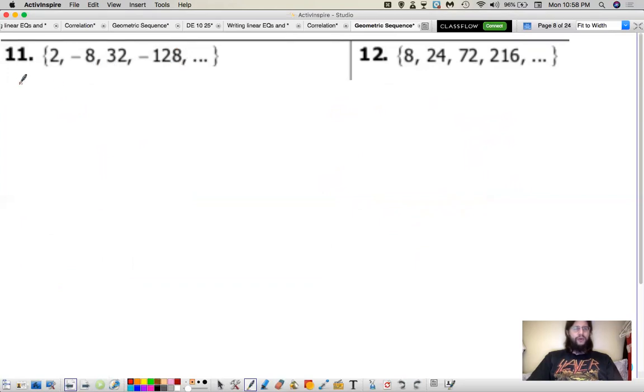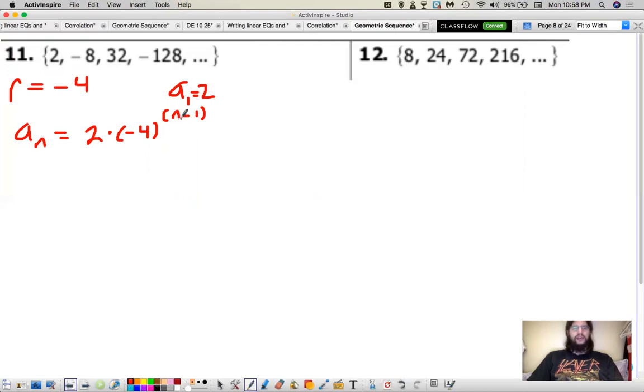Looks like -4 here. A1 is 2. So A n is 2 times -4 to the n minus 1. On this one, you definitely need parentheses. It's got that negative on there. If you don't put the parentheses, it's only going to raise the 4 to the exponent.